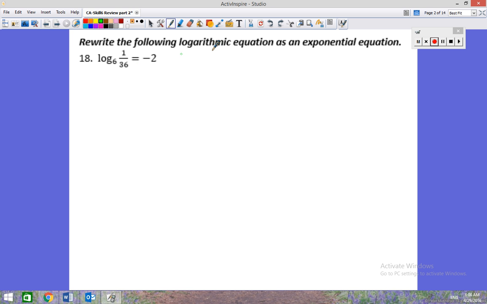Alright, here rewrite the logarithmic equation as an exponential equation. So you're just going in the reverse order. Log base 6 of 1 over 36 is equal to negative 2. 6 is the base. This base has an exponent associated with it, and the logarithm always equals the exponent. So 6 to the negative second power is equal to 1 over 36 is the exponential equation. So this is the log equation. This is the exponential equation.